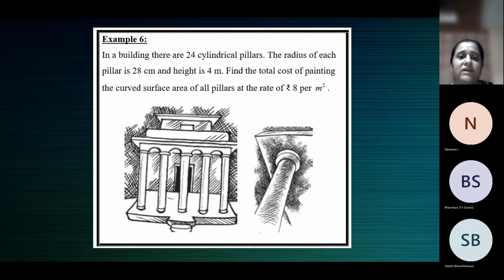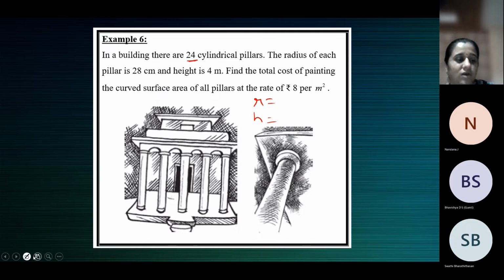In a building, there are 24 cylindrical pillars. Now when it's a cylinder, you are expecting two values: you want the radius, you want the height. If you know the radius and height of the cylinder, you can answer any question about the cylinder. When it's a cuboid, you're expecting three values: length, breadth, and height. When it's a cube, you want only one value, the edge of the cube. Similarly, for a cylinder, you're expecting two values, the radius and the height.